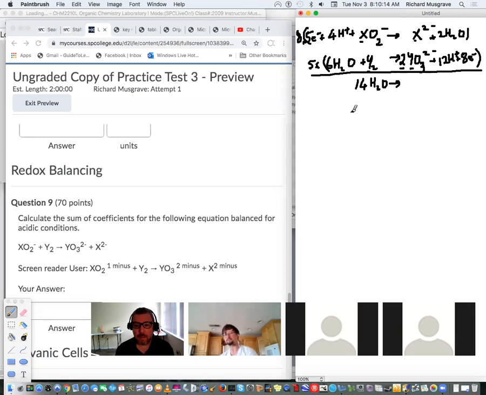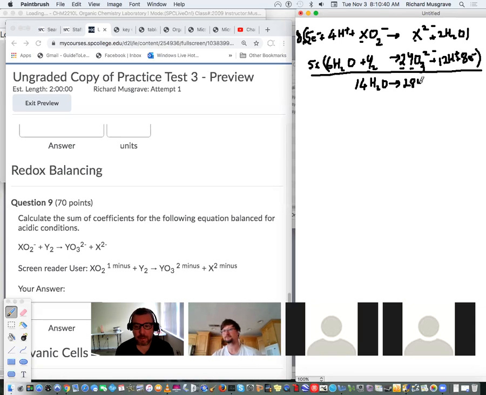All right. What about the H pluses? You would have 8 times 4, 32 on the left side, and you would have 60 on the right. So that would be 28 on the right. All right.